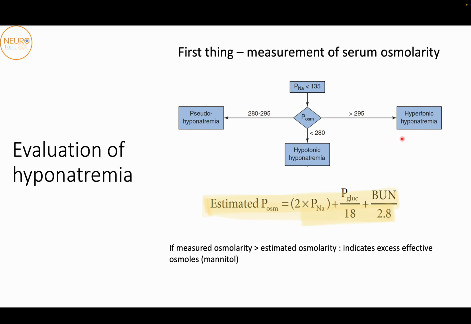The other thing that can happen is they could have hypertonic hyponatremia, and then we have to check for glucose levels and whether we have given them mannitol or not. Or most likely they have hypotonic hyponatremia.